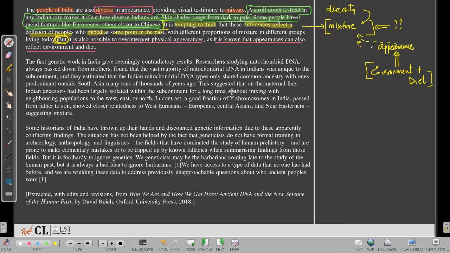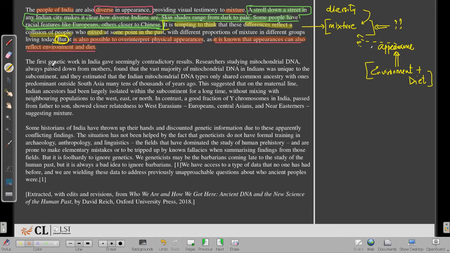So in the first paragraph, I think the key takeaway is this particular sentence: it is also possible to overinterpret physical appearance. Don't overinterpret it, as it is known that appearance can also reflect environment and diet. At this point, we're talking about diversity, and the fact that some people believe it's because of mixture or collisions of people that happened in the past, but that may not actually be the case. That's the suggestion from paragraph number one.